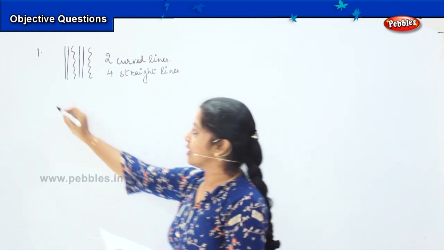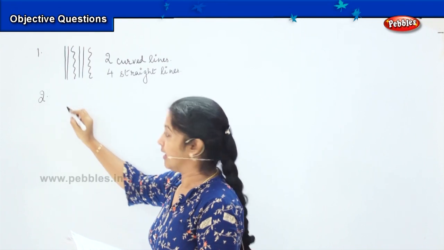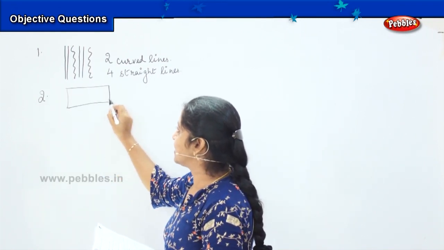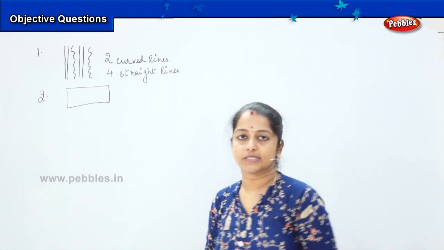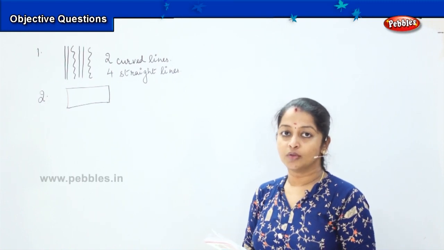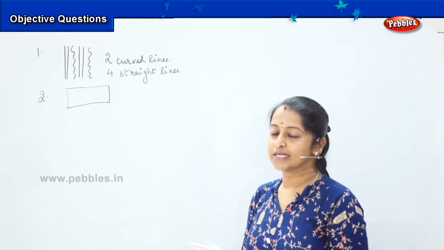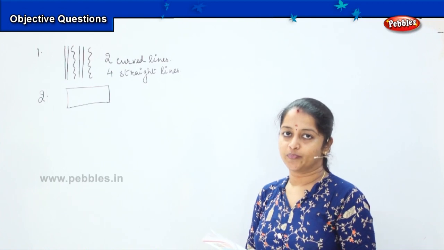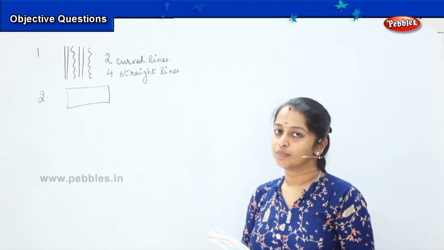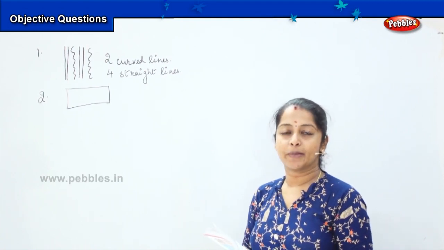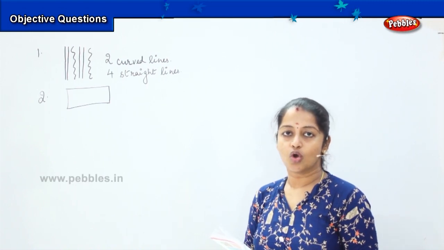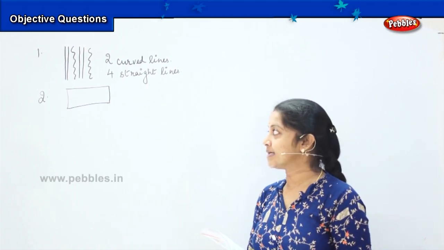Okay. So, here comes your next question. Now, you have to identify this picture and tell me what picture is this. Is it a triangle? No. Why? Because a triangle has got how many sides? 3 sides. Is it a circle? No. This is not a circle because circle has got no straight lines and it has got no corners as well. Is it a square?